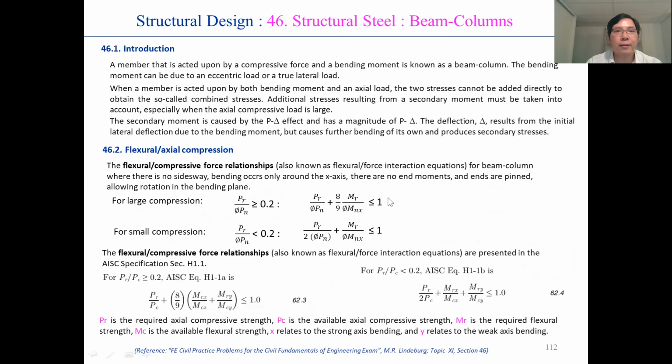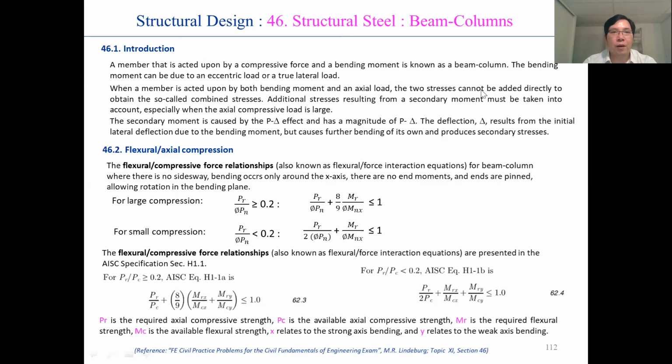So now we can pass on to another structural steel element: beam columns. So what is a beam column steel structure? Remember that a member acted upon by both compressive force and a bending moment is known as a beam column.